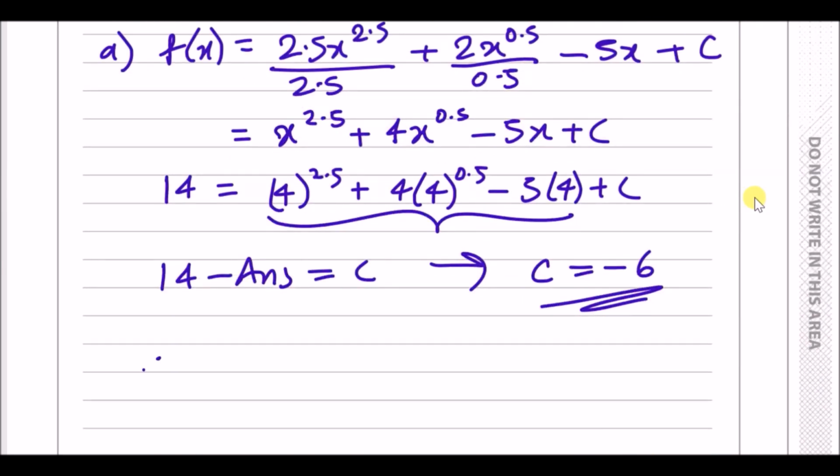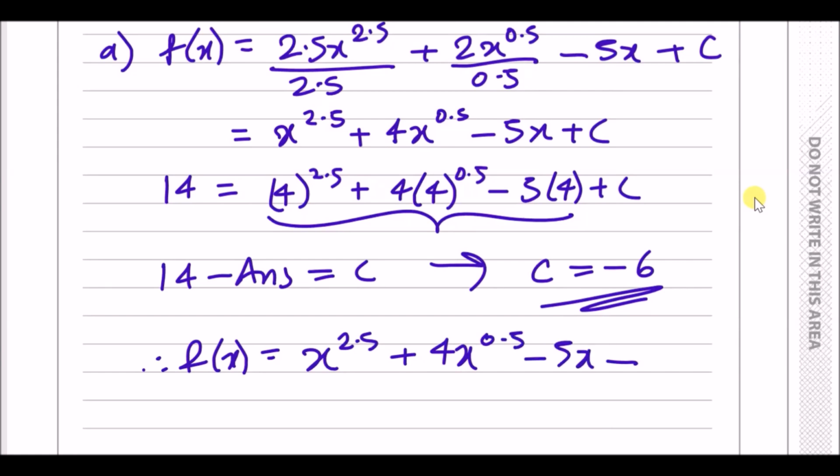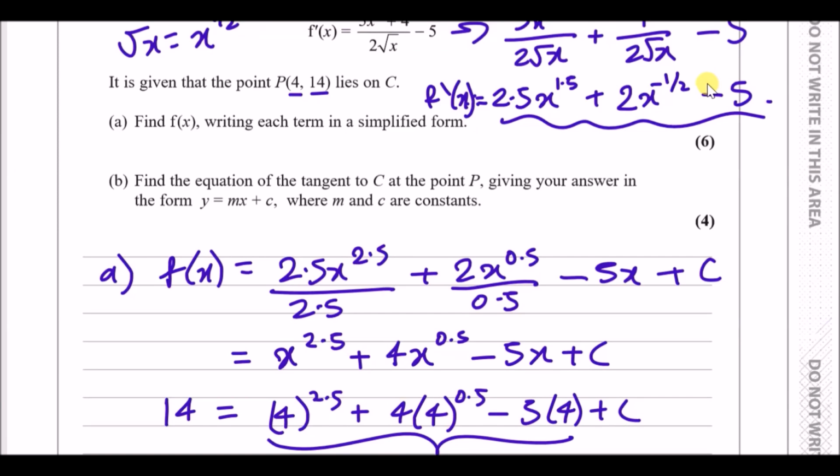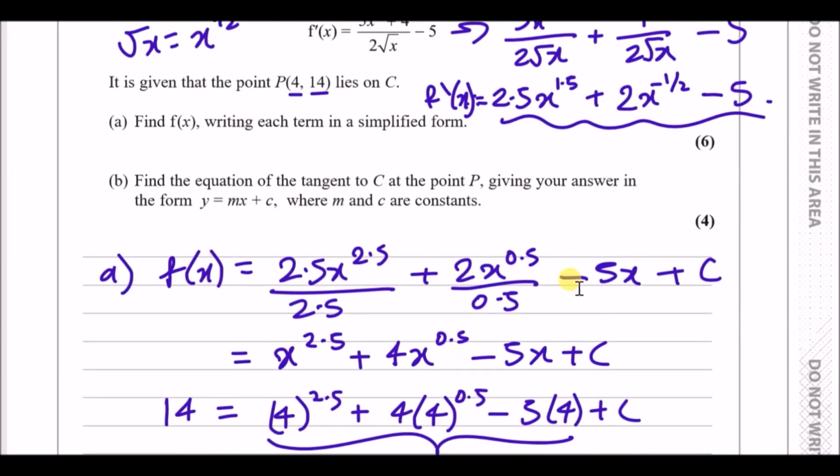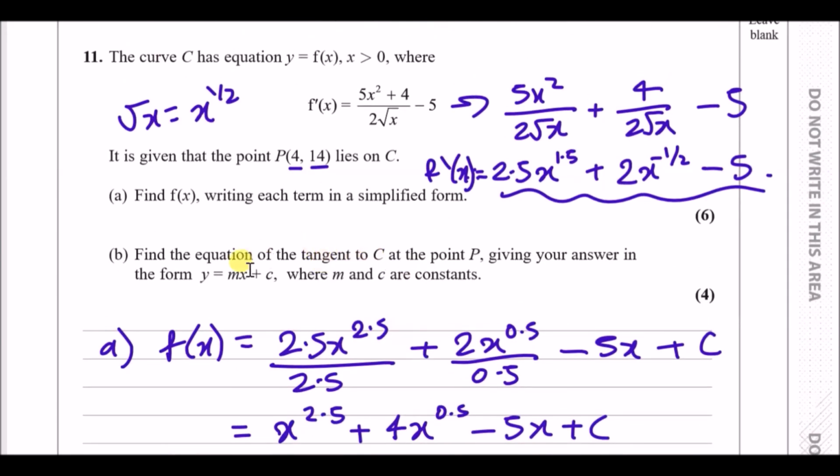We can say, therefore, the function of x is going to be x to the power of 2.5 plus 4x to the power of 0.5 minus 5x minus 6. And we're done. And you don't have to put that star. That star means done. Alright, so since we've done the hard bit, let's try part B now. So B is saying, find the equation of the tangent to C, so the tangent to the curve. A tangent is a straight line, by the way, at the point P, which is (4, 14). Giving your answer in the general y equals mx plus c form, where m and c are constants.